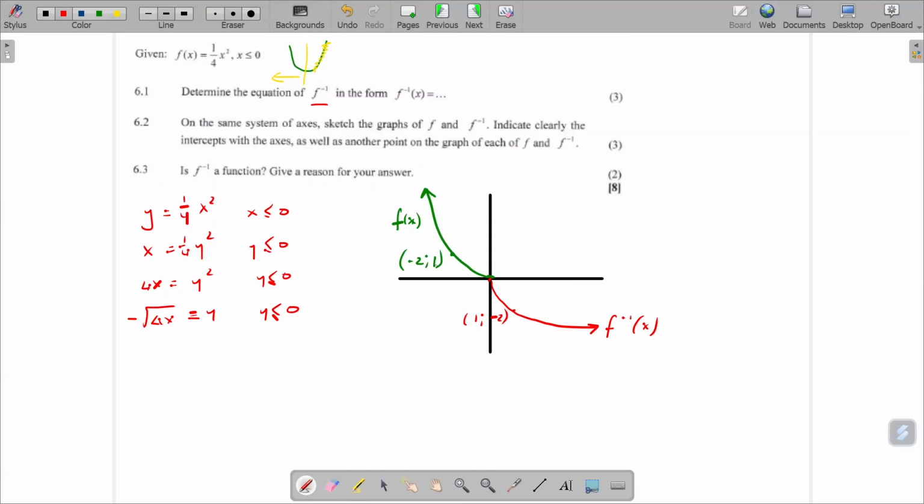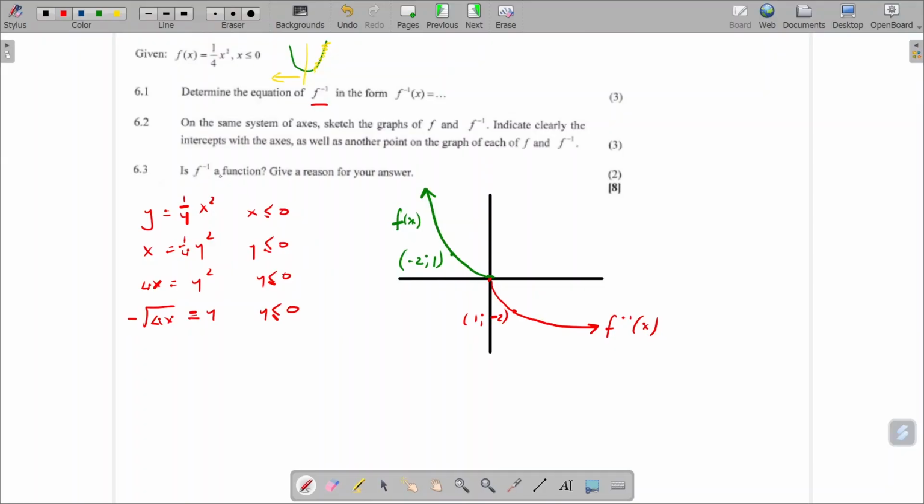Okay. Do we have any other x and y intercepts? Because I do specify we must clearly indicate the intercepts with the axes. No. As well as another point on the graph of each of these. Well, we've got that. We've got the green point minus 2 and 1, and we've got the red point 1 and minus 2. So everything that we need us to do in that instruction set, we have fulfilled.